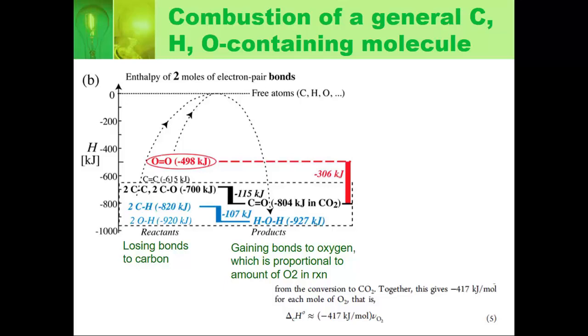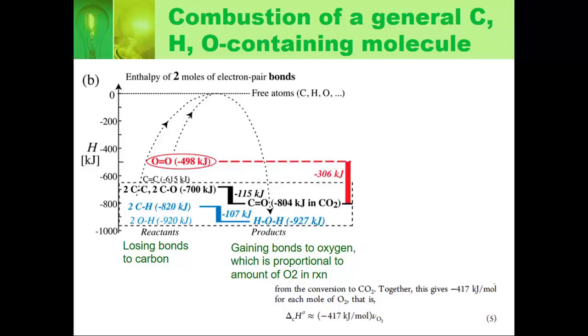When you break it, it's not that hard to break it. When you form it, you get stuff that's down here. So that means that breaking oxygen is easy to do. When it forms, it gives off a lot of energy because it forms tight bonds. CO2 and HOH are very tight bonds.